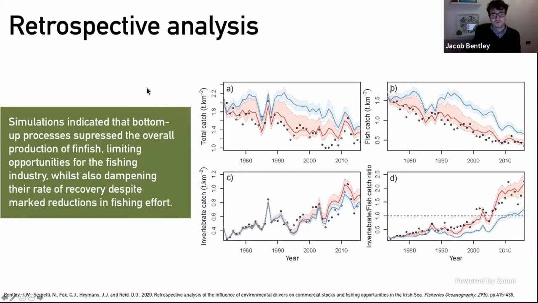So then finally, some catch simulations, so the total catch, the catch of fish and invertebrate catch and so on. From this study, we found that the simulations indicated that the bottom-up processes, so changes in temperature and changes in the zooplankton community, had suppressed the overall production of finfish in the RHC, limiting opportunities for the fishing industry, but also dampening the rate of stock recovery despite all of the effort implementations and changes that had been made since the early 2000s.